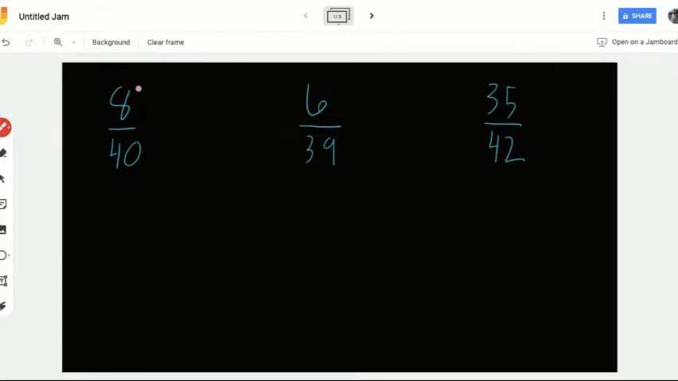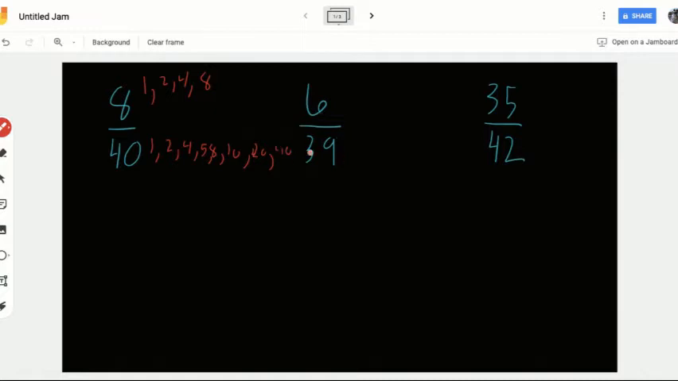So what we would do is you would get all the factors of 8. So you have 1 and 8, 2 and 4. Right, so these are all the factors of 8. And then 40 would have 1 and 40, 2 and 20, 4 and 10, and then 5 and 8.